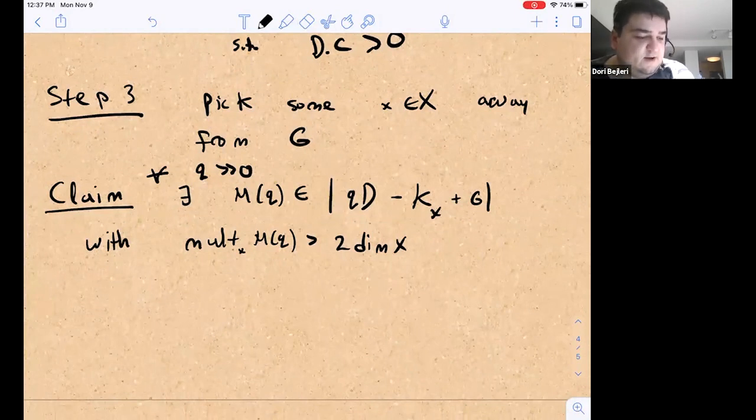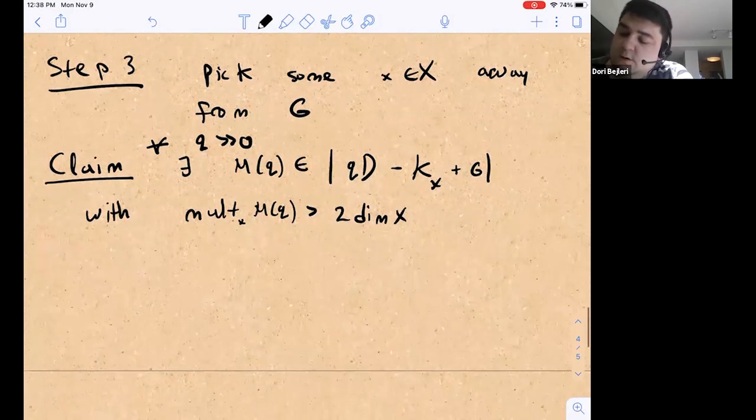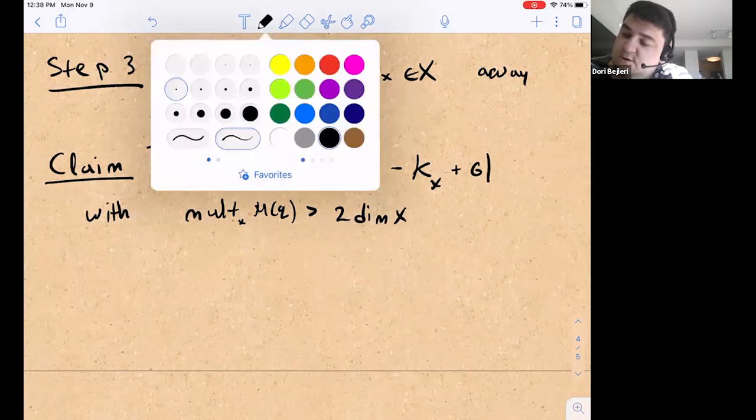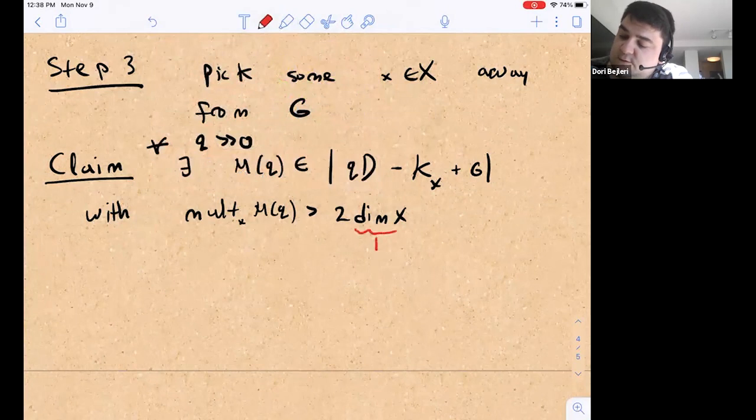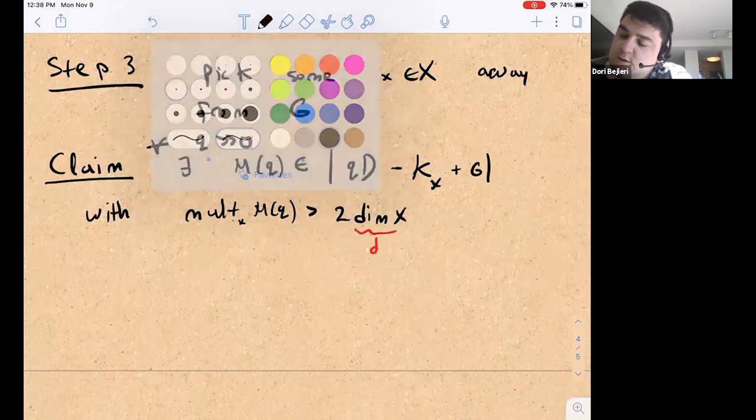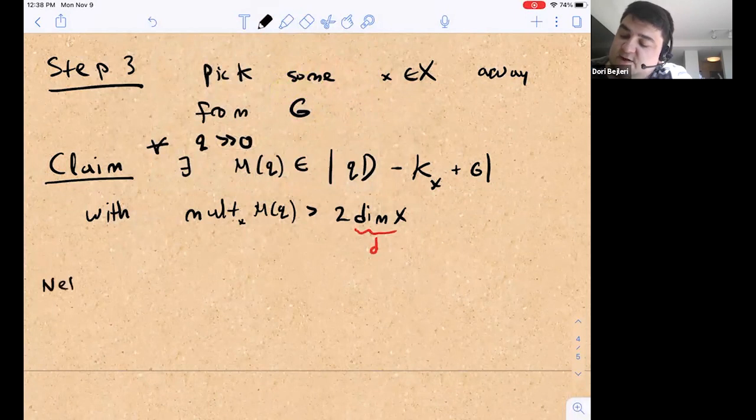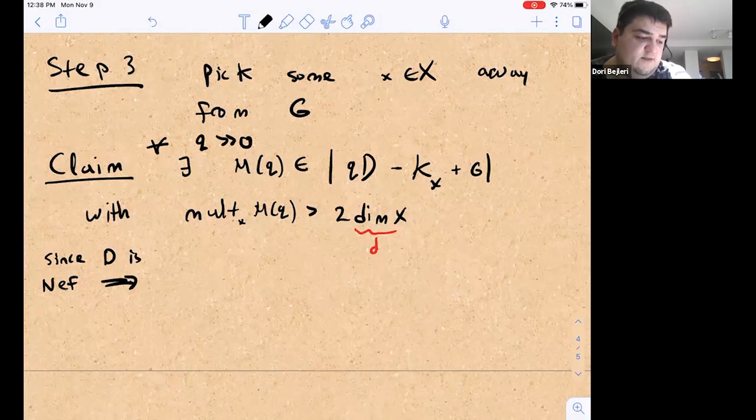Okay, so how do we justify this claim? Let's just write D for the dimension. Then we had this lemma about Neff divisors. So I'll just write since D is Neff. Then we had this lemma some time ago that said that the intersection of D with any multiple of an ample is non-negative.